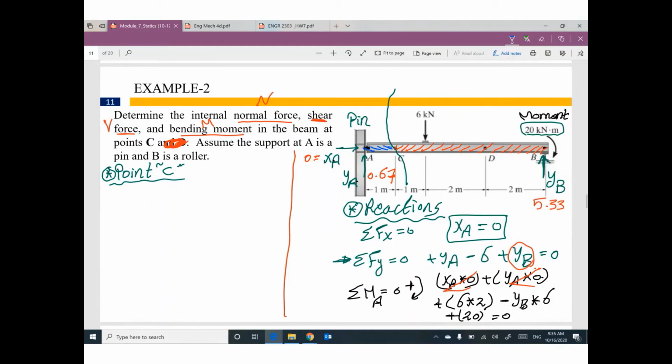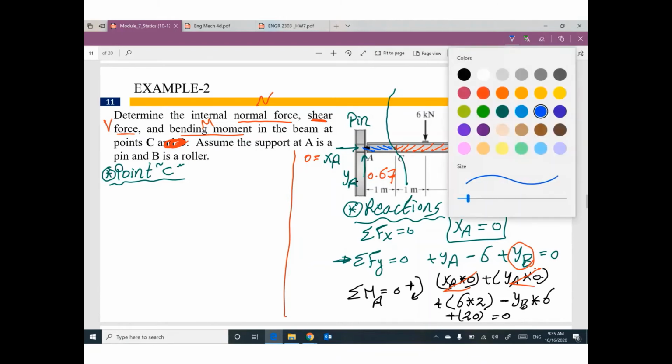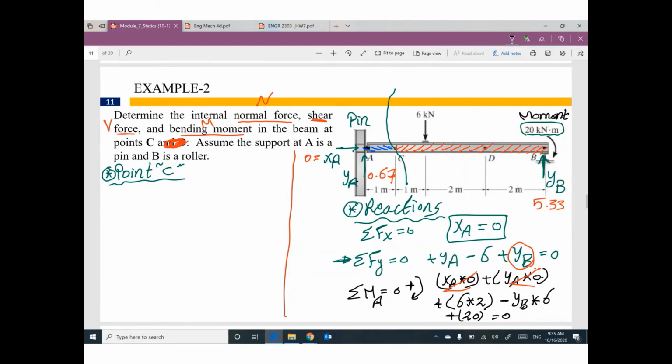After you did your cut, we have 2 options: to work with the right part or to work with the left part. It's up to you. For me, I'm going to work with the left part. Very simple, very easy, very small. Here is the left part. At this location, we have the cut at point C. At point A, we have 2 reactions, one vertical and one horizontal. The horizontal one is 0, the vertical one is 0.67.